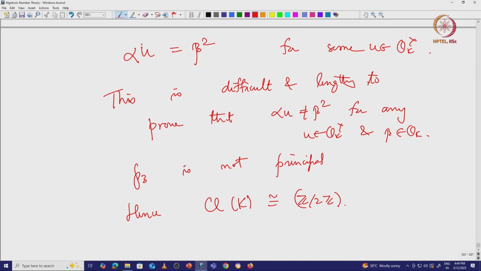This is exactly the kind of thing that I was saying, that if you work with cubic fields, then the group of units is infinite, and when the group of units is infinite, to show some ideal is not principal usually turns out to be a very difficult task. All right.